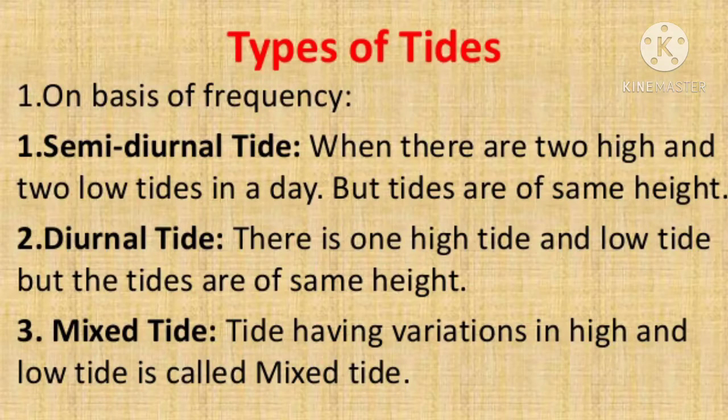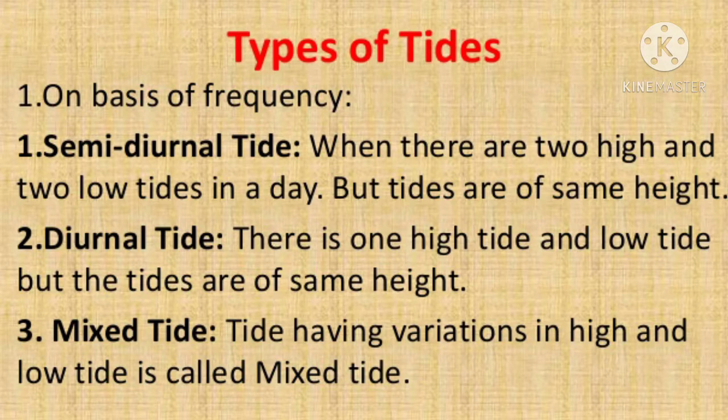So students, as I already told you, the tides can be classified on the basis of frequency as the semidiurnal tides, diurnal tides and the mixed tide. So let's see what these are. The semidiurnal tides are the most common tidal pattern, featuring two high tides and two low tides each day. In the diurnal tides, there is only one high tide and one low tide during each day. The successive high tides and low tides are approximately of the same height. And what about the mixed tide? The tides having variation in the heights are known as the mixed tide.